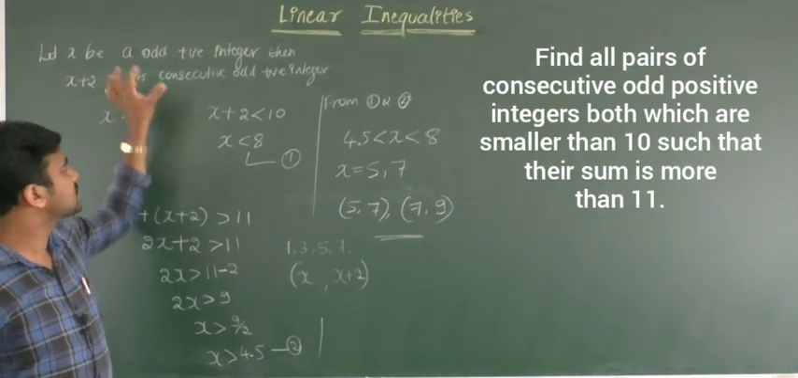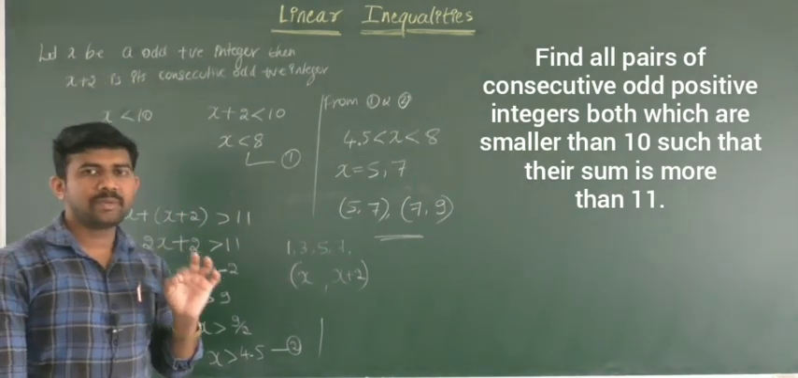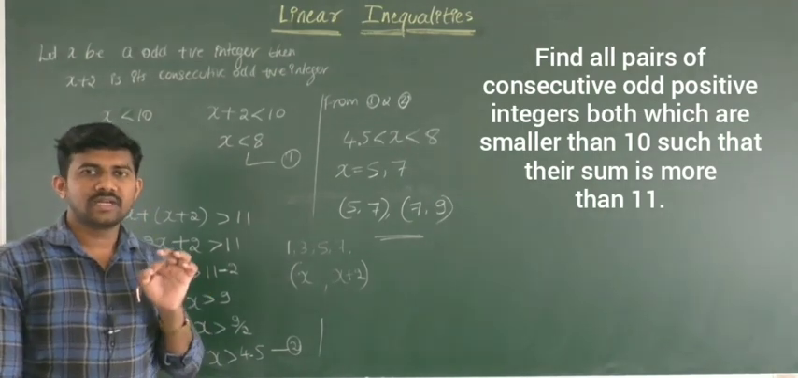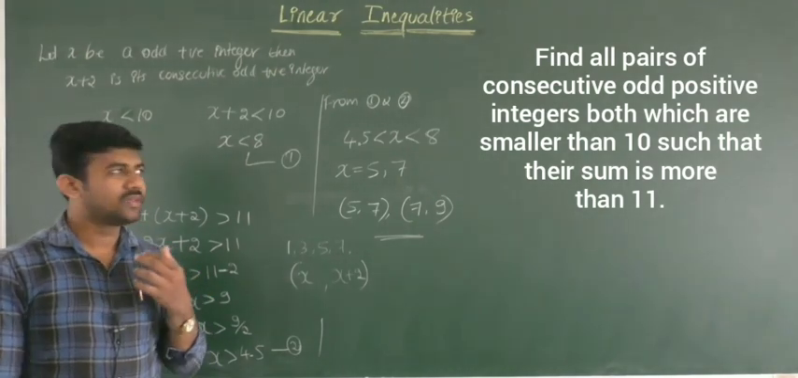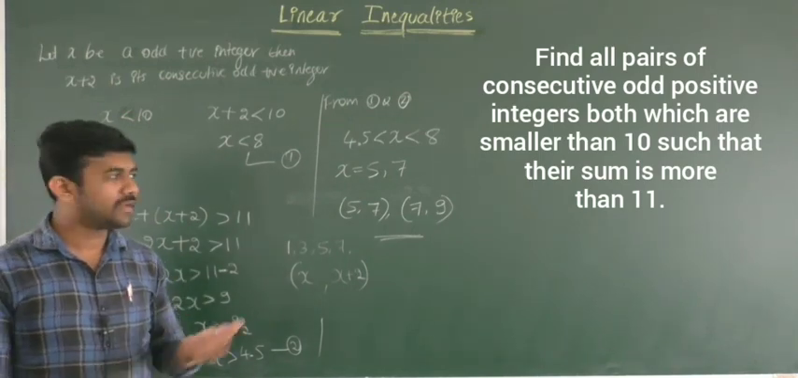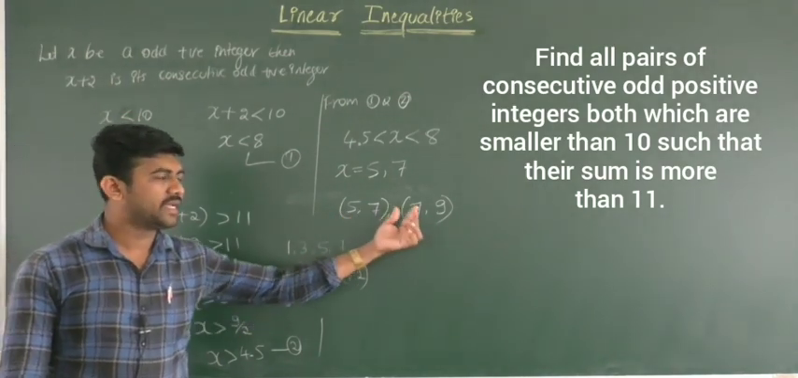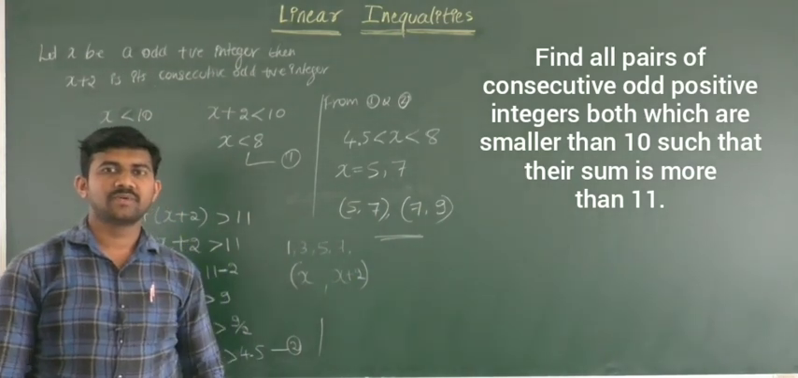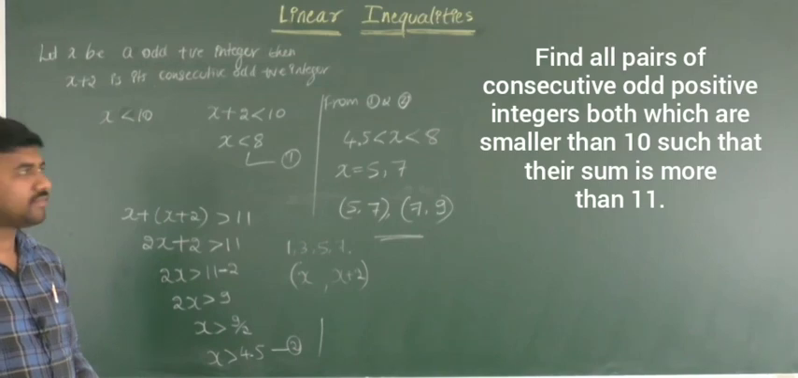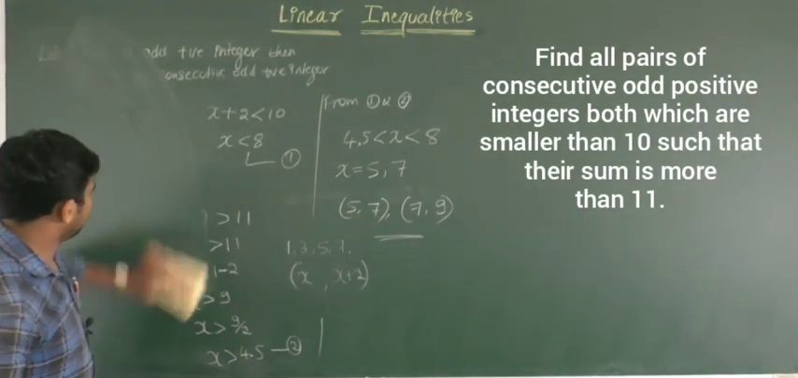So clearly the possible pairs of consecutive odd positive integers which satisfy the condition that the numbers are less than 10 and their sum is more than 11 are 5, 7 and 7, 9. Is it clear? Now we'll see the next type of question.